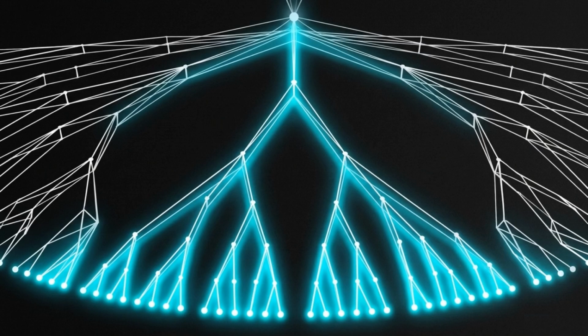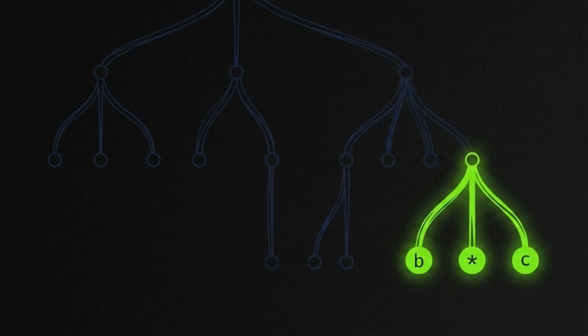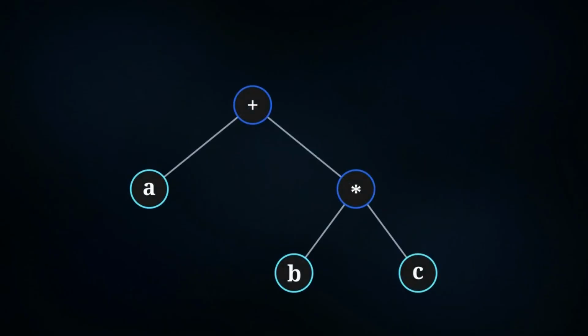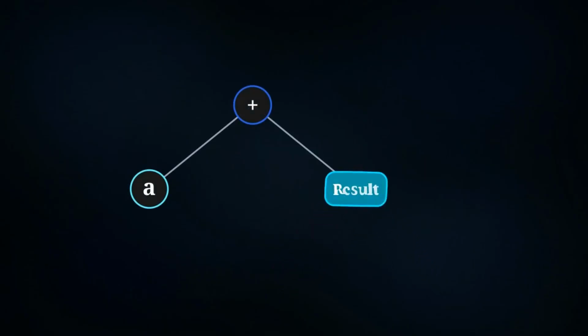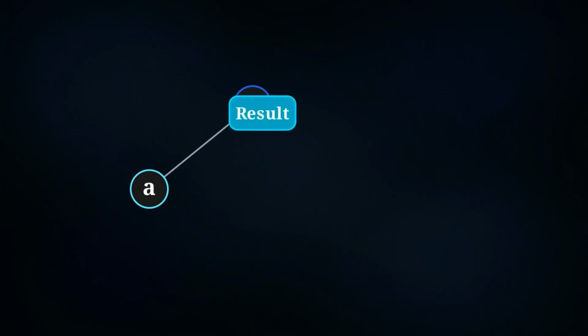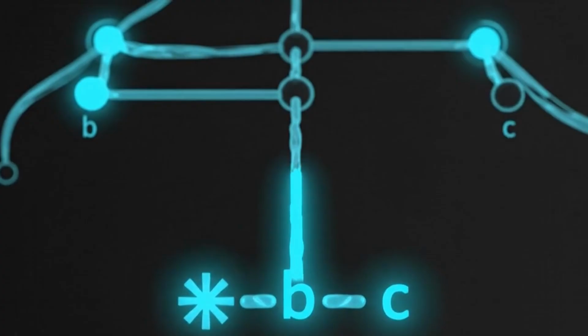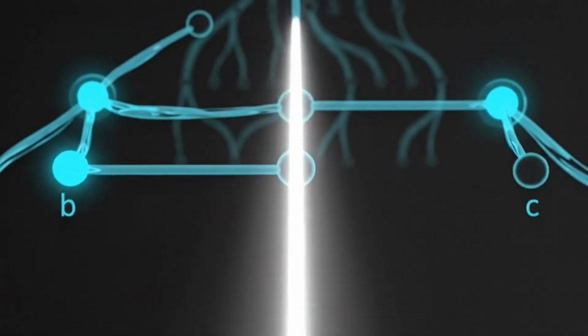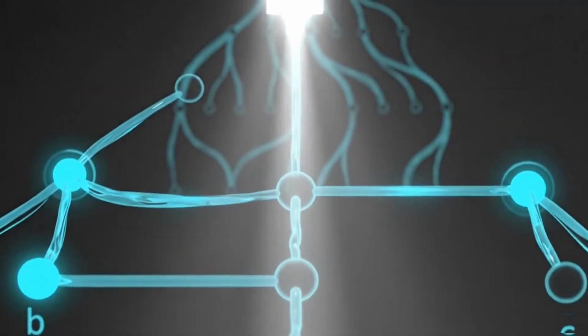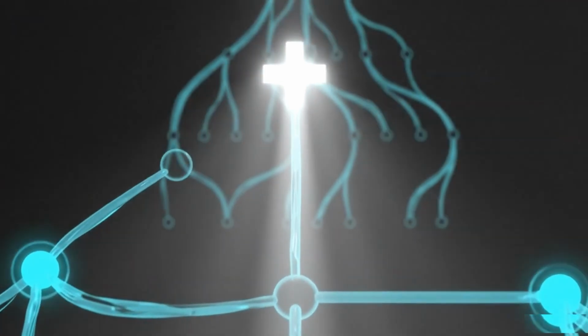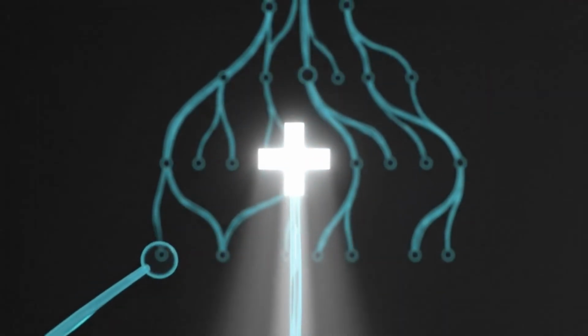A parser will always evaluate nodes strictly from the bottom up. The deepest leaves must collapse into results before the nodes above them can process. Because multiplication grows deeper into the tree, the parser must evaluate b times c first, passing that result up to the addition node. We have mathematically enforced precedence purely through topological depth. Multiplication always happens first, because the grammar buries it deeper than addition.